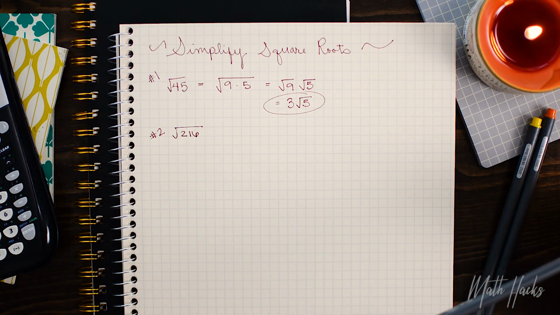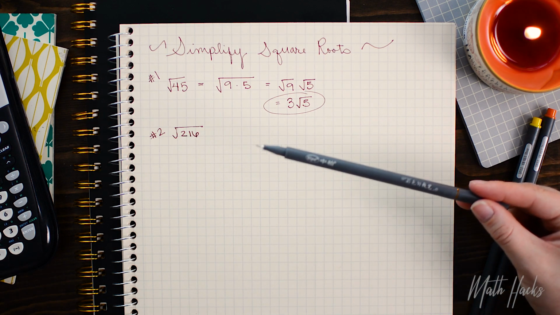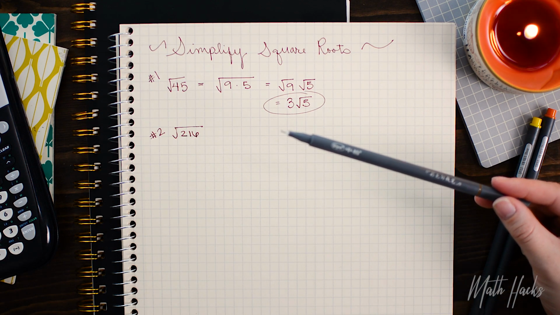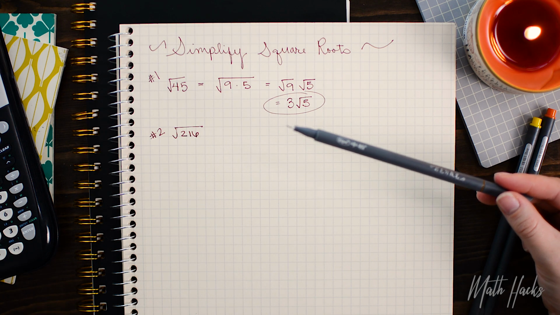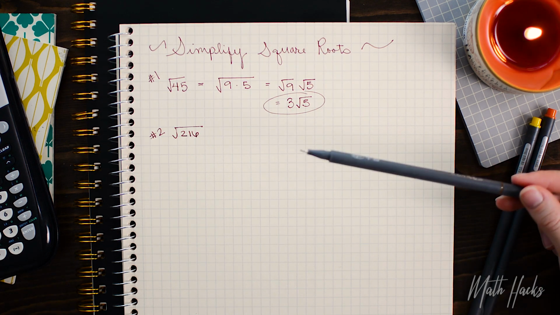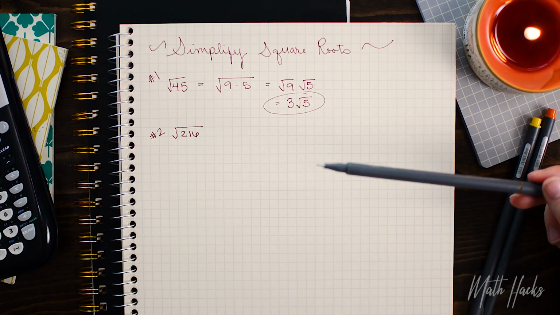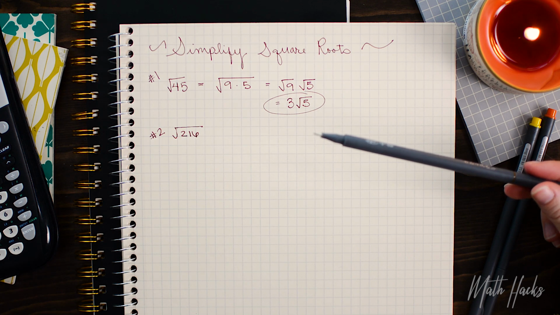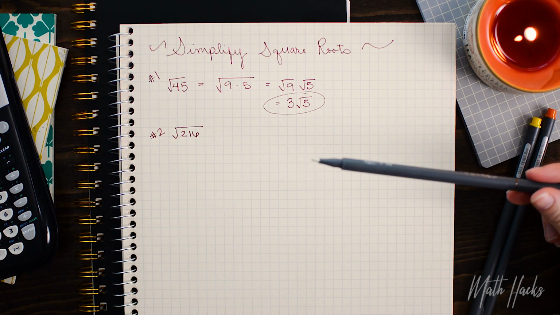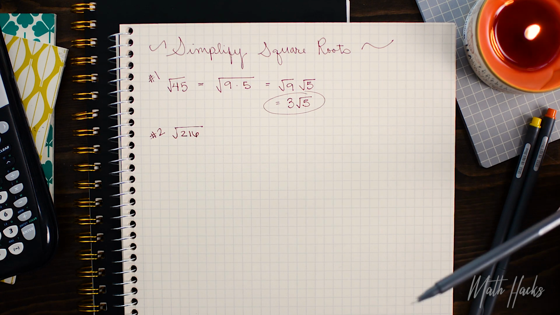Now let's take a trickier number. How about something larger like the square root of 216? Now this number, it may not be as obvious what factors it has and if any of those factors are perfect squares. So you could do some guess and check here and try to see if the perfect squares go into it, but I want to show you a technique that is really quick and simple. And what you're going to do here is you're going to use a factor tree.